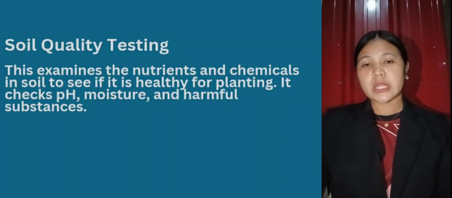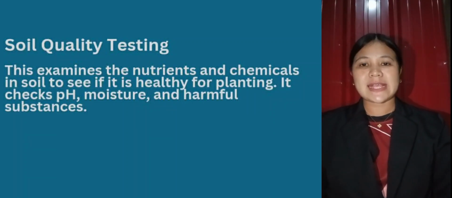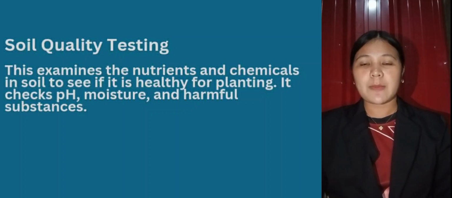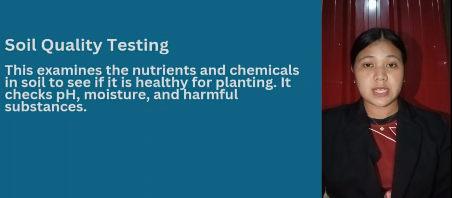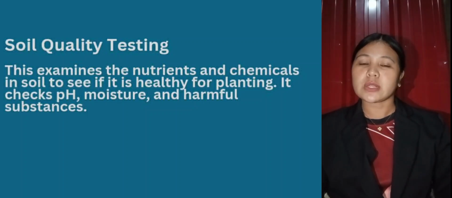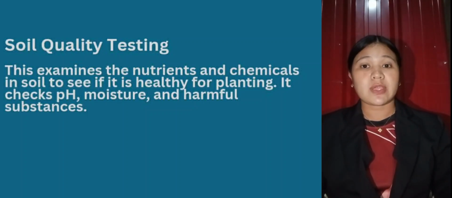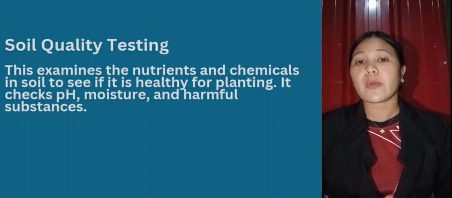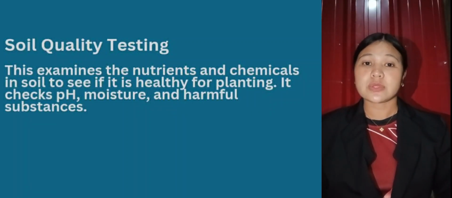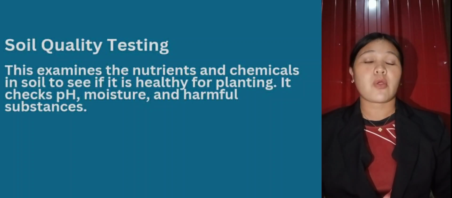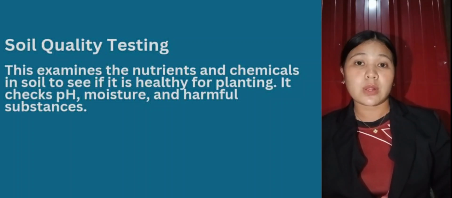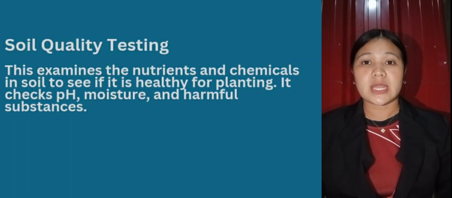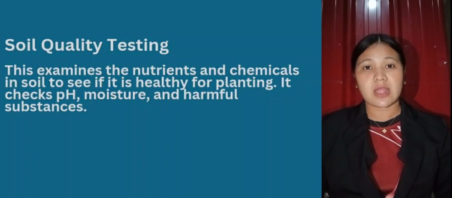Now let's proceed to soil quality testing. Soil quality testing examines the nutrients and chemicals in soil to see if it is healthy for planting. It checks pH, moisture, and harmful substances. It is important to know if the soil is healthy for growing plants and crops. It checks the nutrients in the soil that plants need to grow properly. The pH level tells if the soil is suitable for different plants. Moisture is measured to know if the soil has enough water.